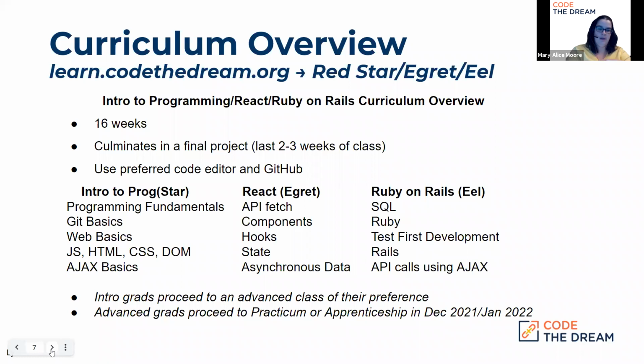Intro to Programming graduates proceed to an advanced class of their preference, as long as their final project shows that they've handled all of the knowledge in the intro class and are prepared to take the next step into that advanced class. And then advanced graduates proceed to either the practicum or the apprenticeship, based again on their final project presentation and what their level is like.